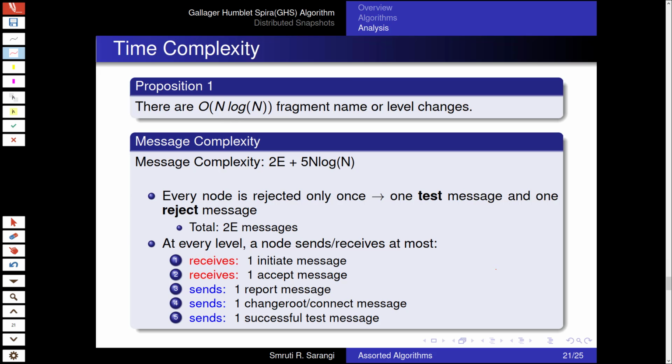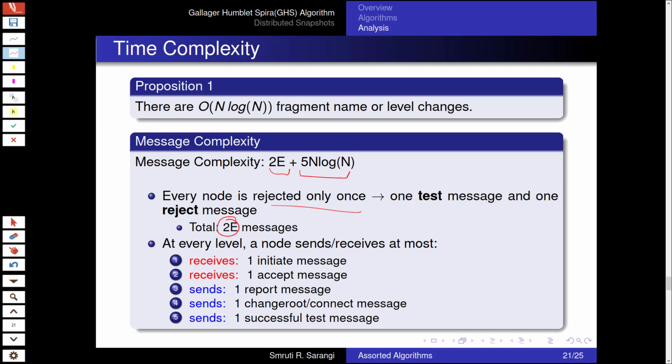So now a little bit about the analysis. So we claim that there are order n log n fragment name or level changes total. We further claim that the message complexity is 2e plus 5n log n. E is the number of edges, n is the number of nodes. So what is the logic? Well, every node is rejected only once, correct? Can't be rejected more times. One test message and one reject message. So every node that is not a part of the tree, that is rejected only once, and that's it, finish. So this is limited to 2e messages. Fair enough, where e is the number of edges.